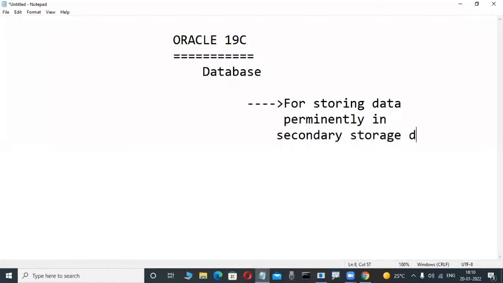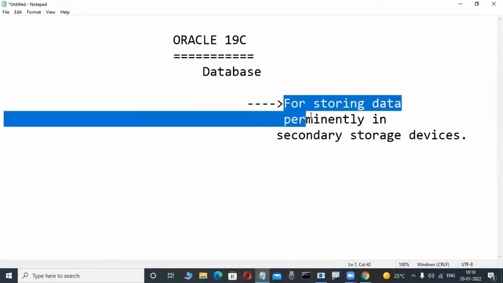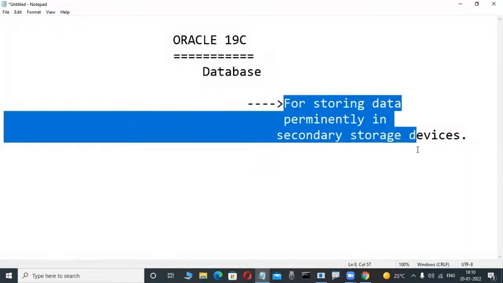Okay, fine. Permanent. Suppose today we store data, after 5 years, 10 years, 20 years, 100 years, your data is still available. We are using it. That's why Oracle is a product from Oracle Corporation, some version number is there. This is a database product, one of the popular databases. But what is the purpose of that? For storing data permanently in secondary storage devices.